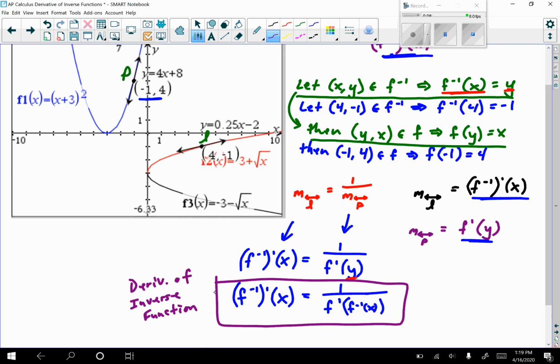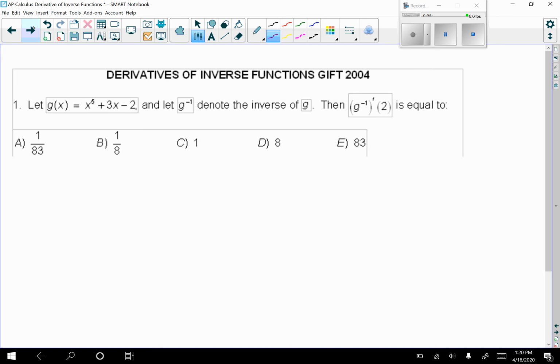So there's our formula. For the examples we're going to go through, we could just use this formula, but there's going to be some side work we have to do. This is coming from a GIF that I will have scanned in and posted as a separate PDF. So let's take a look at a few examples. Here I'm giving you, instead of f of x, g of x equals x to the fifth plus 3x minus 2.